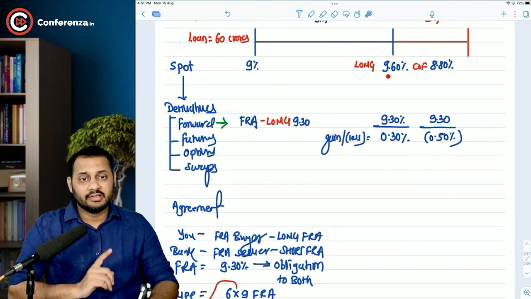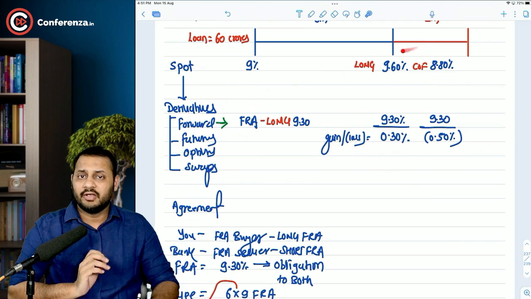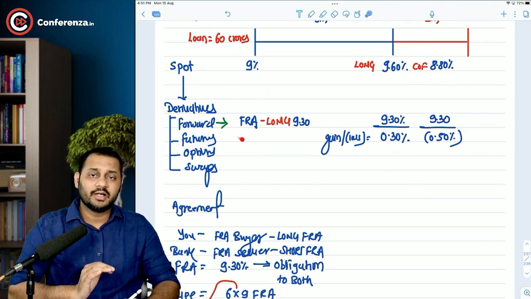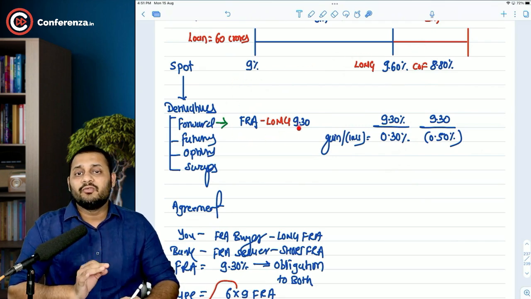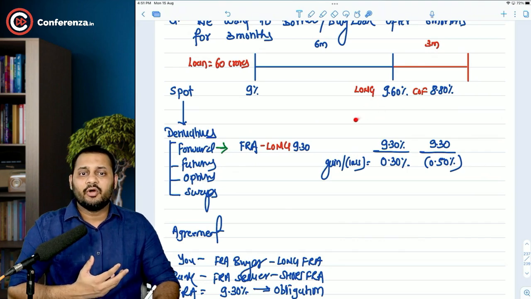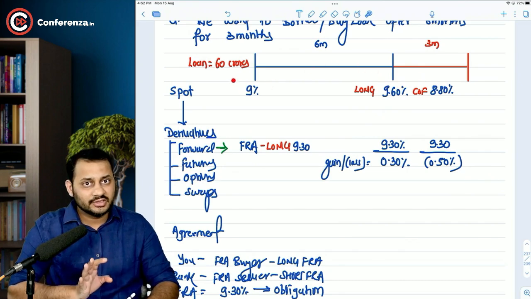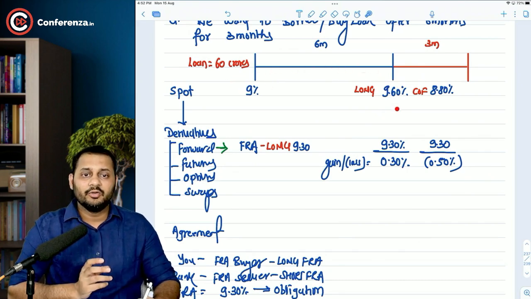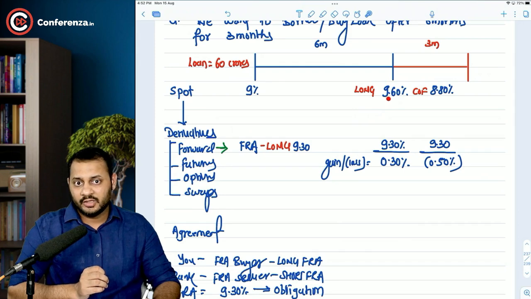9.60% is a per annum rate. 8.80% is a per annum rate. 9.30% is a per annum rate. All the rates when quoted, whether in the spot market or the derivatives market, were per annum rates, and the loan period is only for 3 months. So in any case, you would not have paid the entire 9.60% interest on 60 crore, right? You would have paid only 3 months' interest on that.